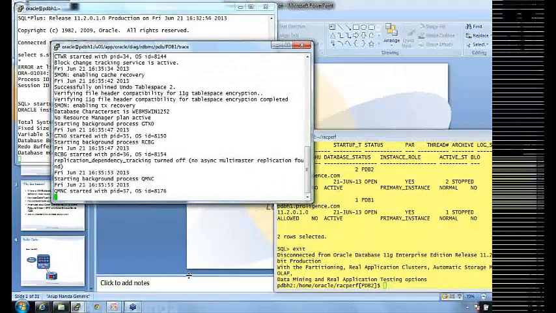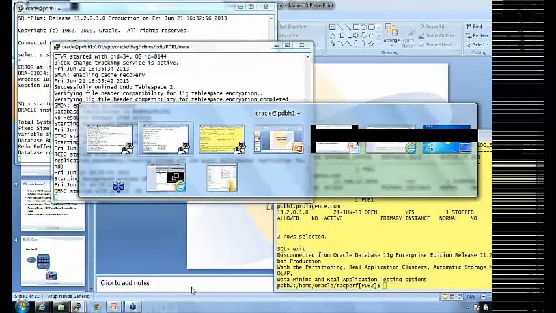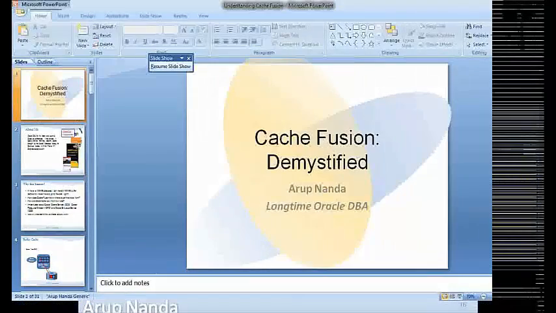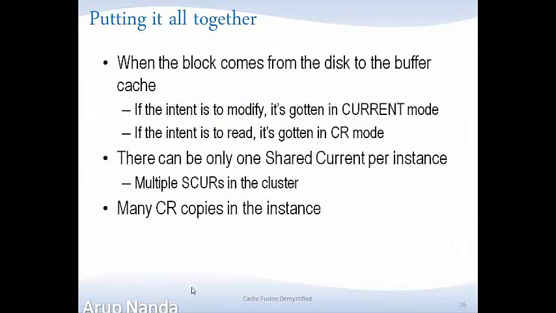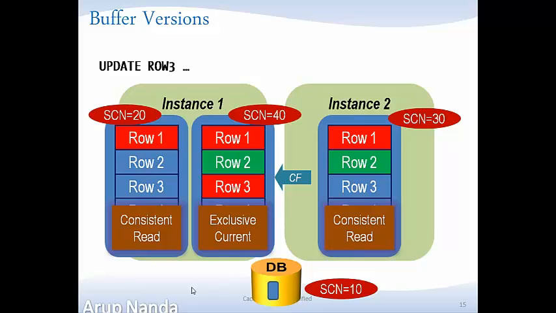Okay, while this is going on, let me just go through my presentation. Hopefully it will come up by the time it's there. Before I do that, one more thing, so you understand the concept of CR mode and current mode. Now, let me go back to my screen a little bit here. Why is this consistent read and exclusive current important? Of course, the number one thing is to find out what is the most recent copy of the buffer.